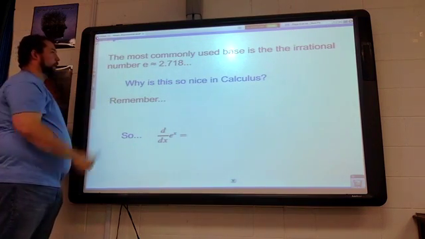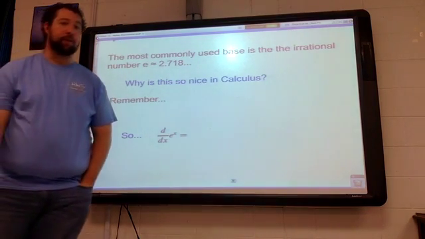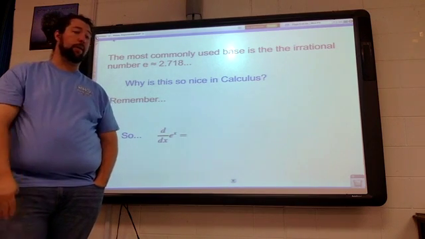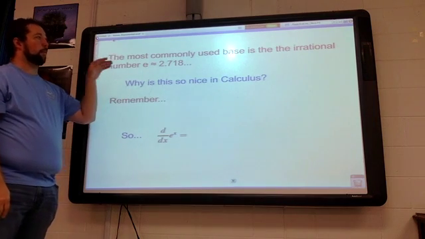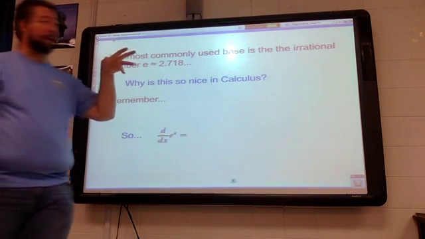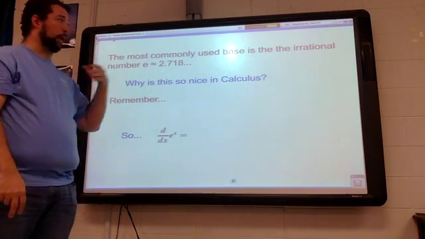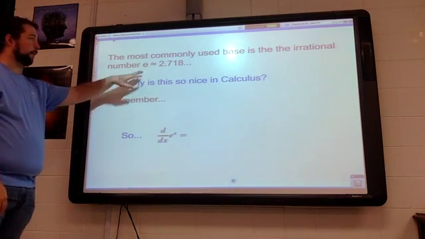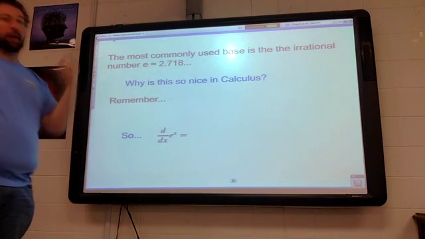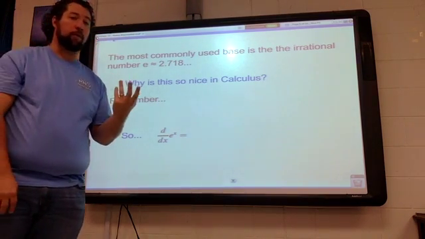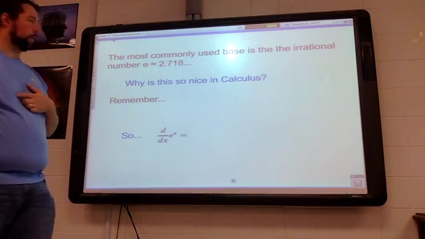All right, now that we've done one example with a base of 2, you could use any base you want to, depending on the problem. But the most commonly used base by far in mathematics that's naturally occurring is the irrational number e, which we talked about last year. e is 2.718..., kind of like pi, it keeps on going forever, but it never stops.